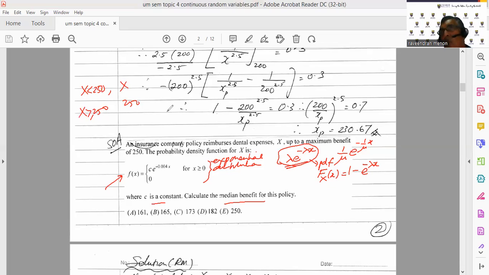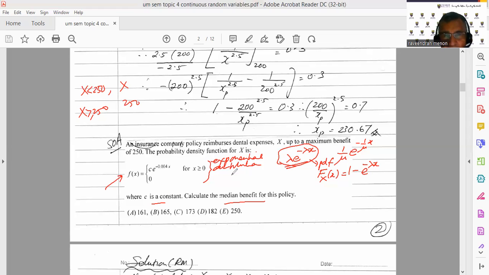If your claim is below 250, okay? Let's say your claim is 40 bucks, they'll pay you 40 bucks, okay? And I'm talking about expenses here. Right? I use the word claim, but never mind, okay? Dental expenses, right? If it's, let's say, 40 bucks, they'll pay you 40 bucks. But if it's 300 bucks, how much will they pay you? Good. They'll only pay you 250 because that's your maximum, yeah? Okay. So now that you know that, we are trying to find the median benefit for this policy.